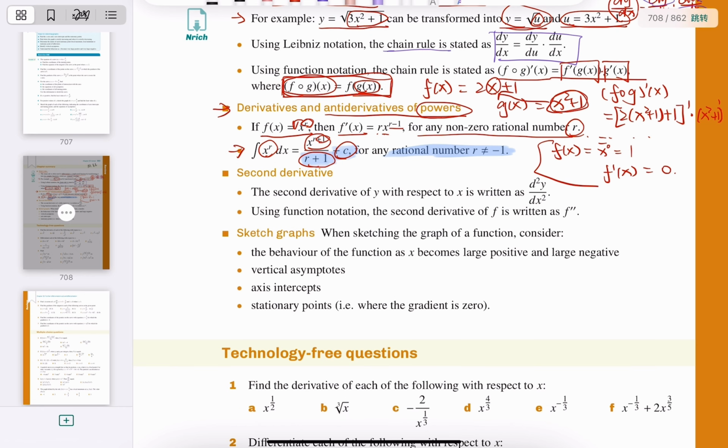And always remember the relationship between differentiation and integration.